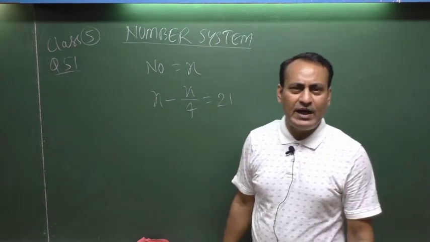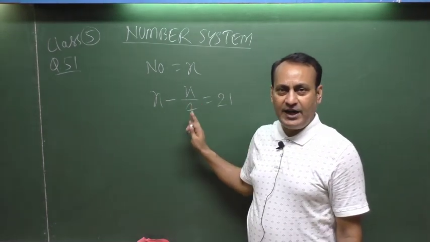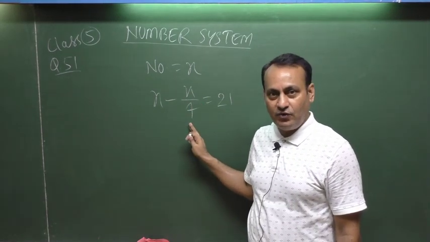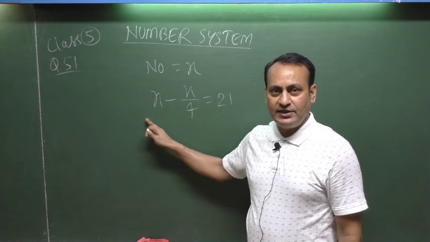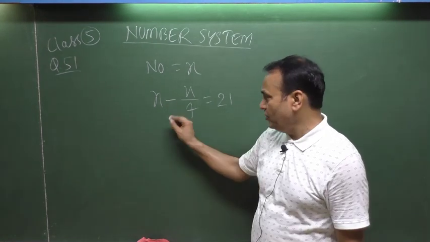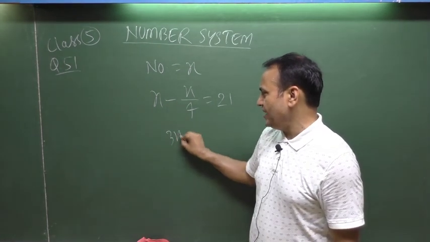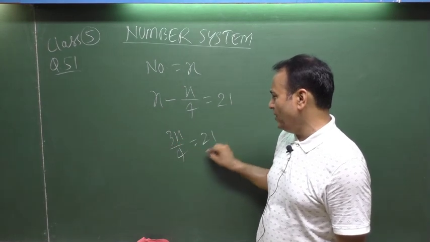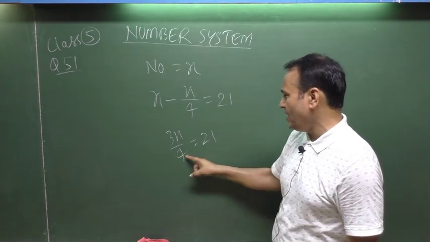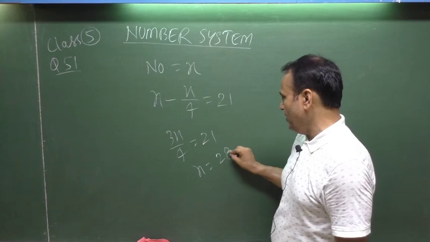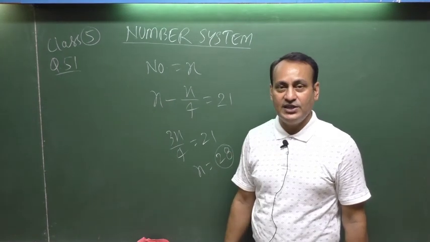That means your number was x and x was divided by 4, then became x by 4. The difference of x and x by 4 is 21. Now proceed. This is 3x by 4 equals 21, and x equals 3 7s are 21, 7 4s are 28. This is your final answer. Note down.